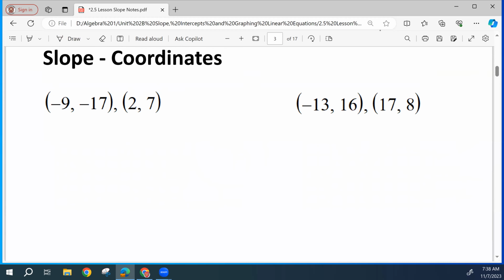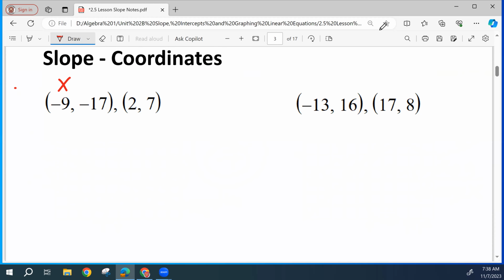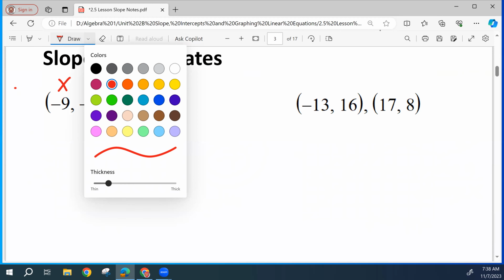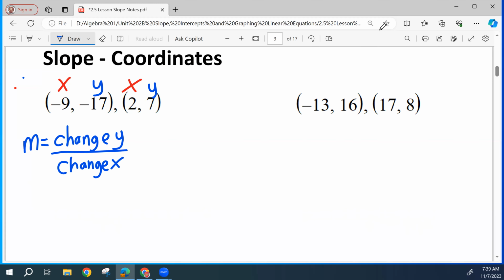We're not always given the picture of a line, but if we have the coordinates of 2 points on that line, we can also find the slope. Remember that our first numbers in a coordinate are x's, the second numbers in a coordinate are y's. My formula is still the same, or my relationship, the change in y over the change in x. We're going to have to do a little subtracting here.